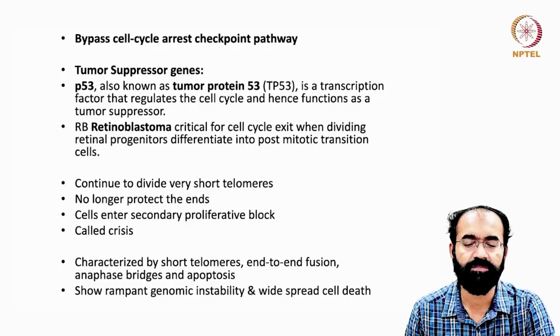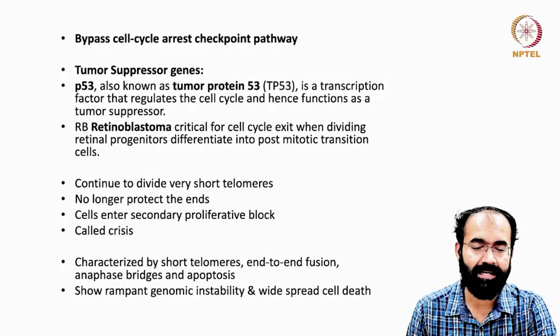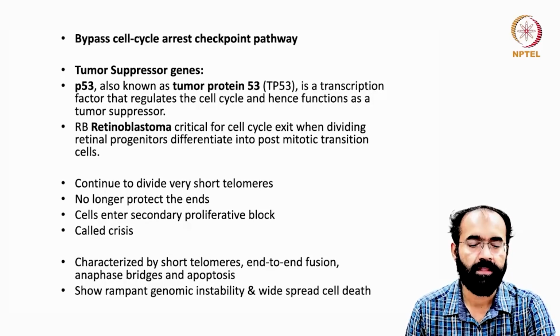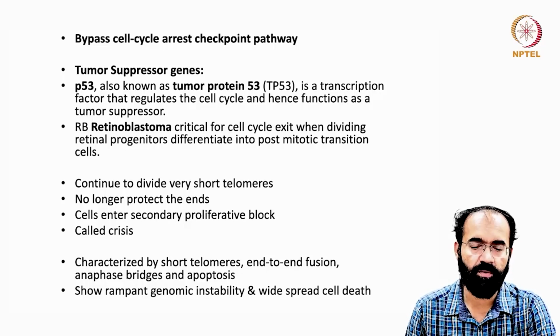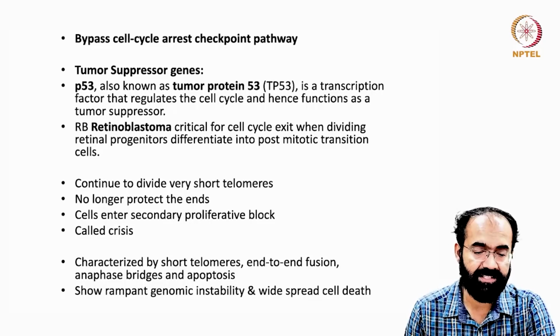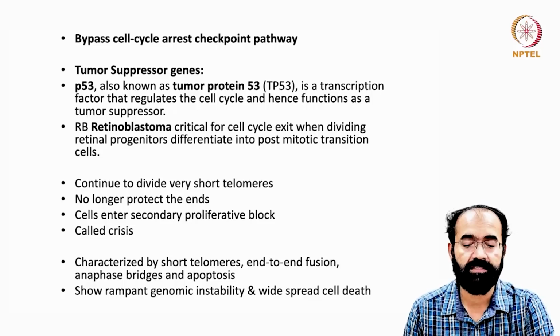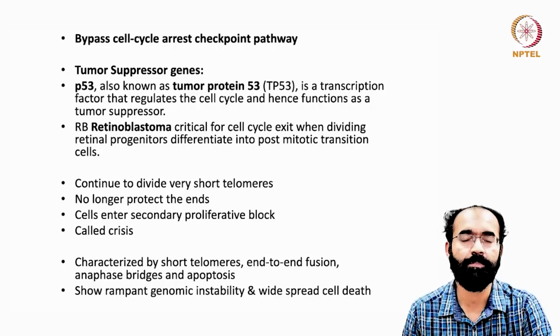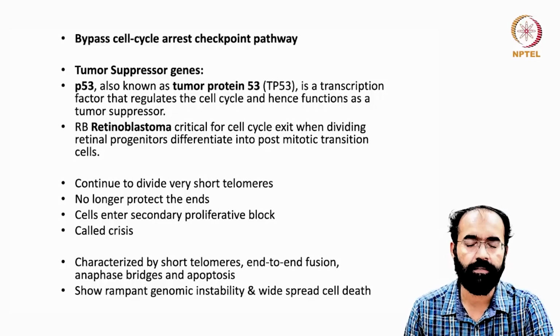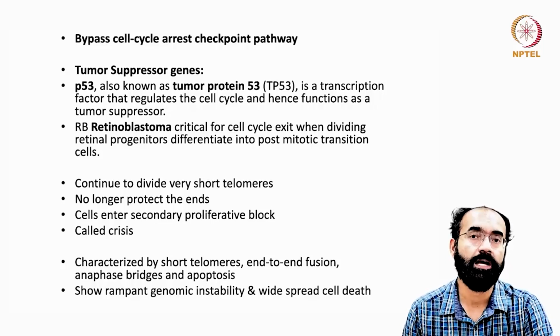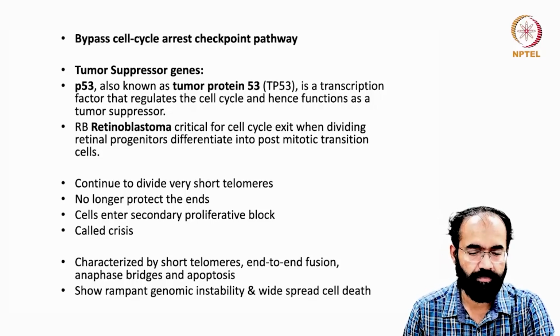p53, also known as tumor protein 53, is a transcription factor that regulates the cell cycle and hence functions as a tumor suppressor. RB, that is retinoblastoma, is a critical protein required for cell cycle exit when dividing retinal progenitors differentiate into post-mitotic cells. But the RB protein can be seen in other cells also. Here we are saying it as an example. So both are important for maintaining a constant pace of cell division.